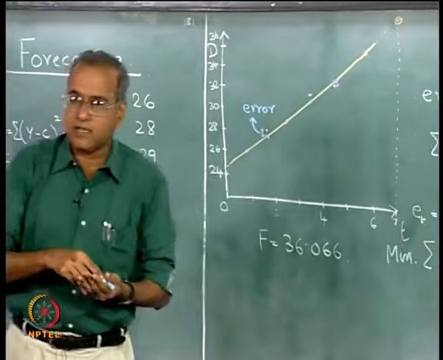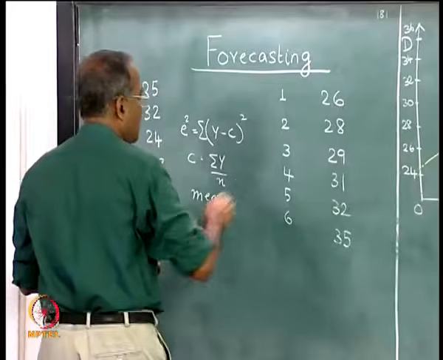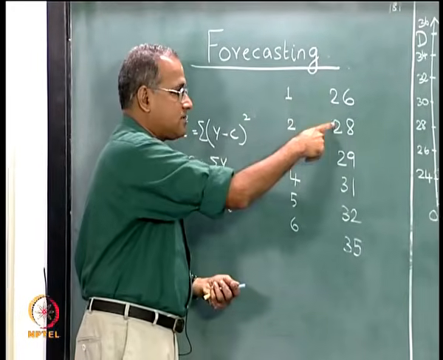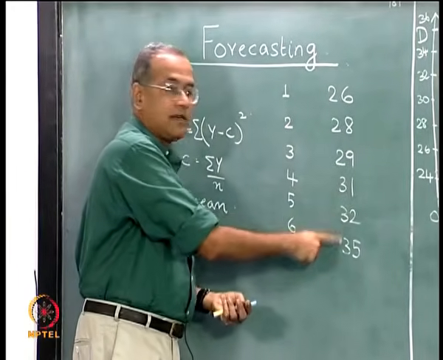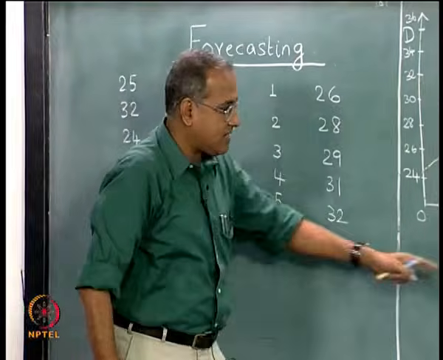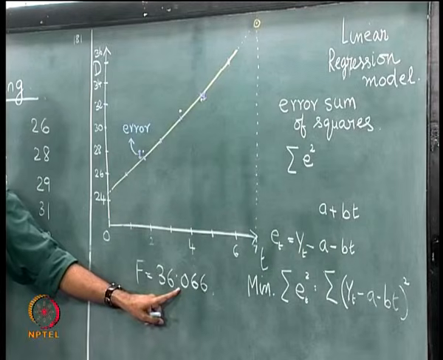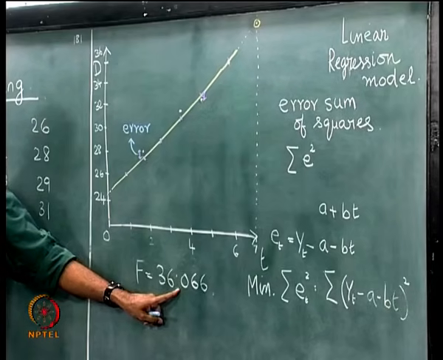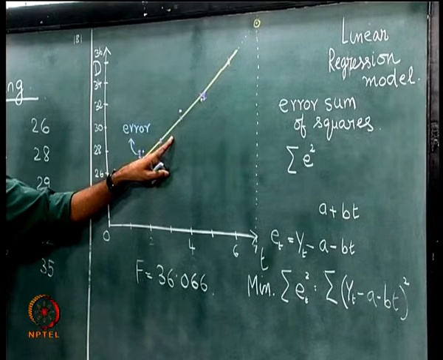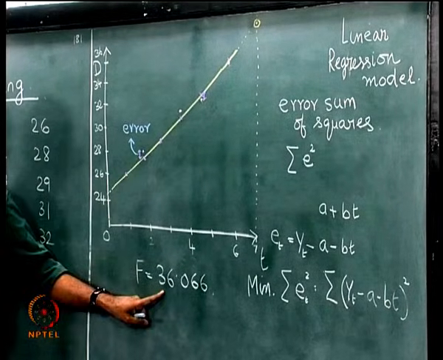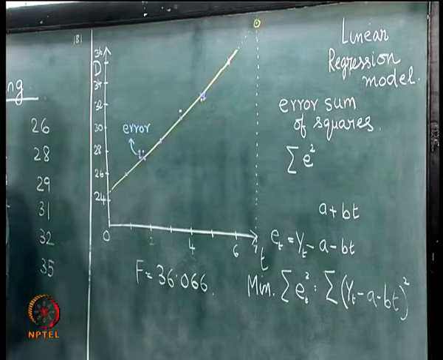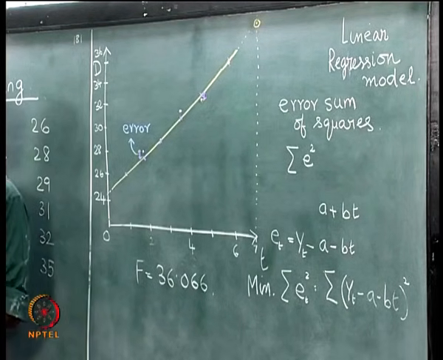So, let us explain the computations in the Holt's model for the same set of data: 26, 28, 29, 31, 32, 35. We have already seen that we get a forecast of 36.066. When we fit this line, F7 became 36.066. Let us see what happens when we fit it using the Holt's model.